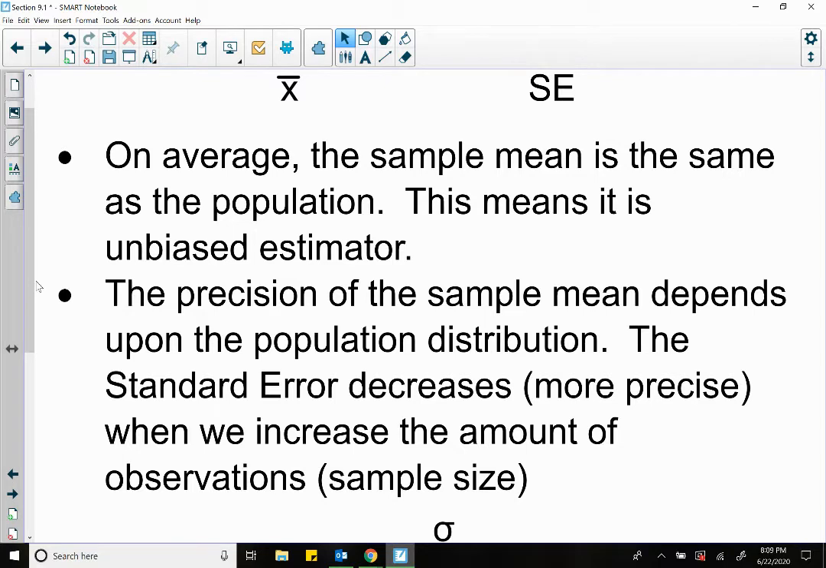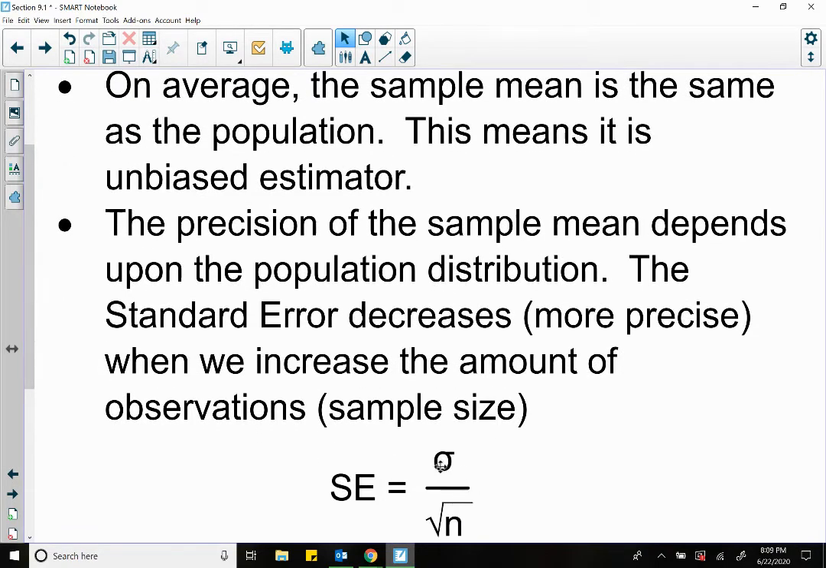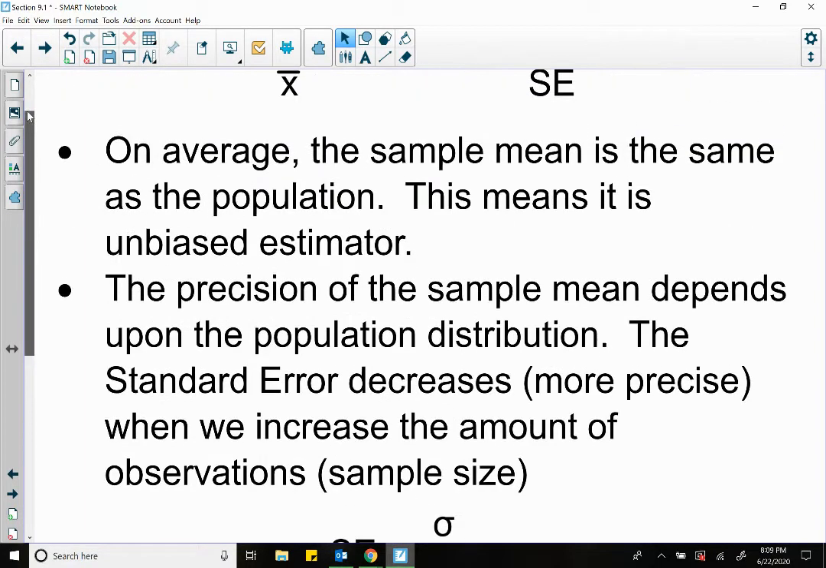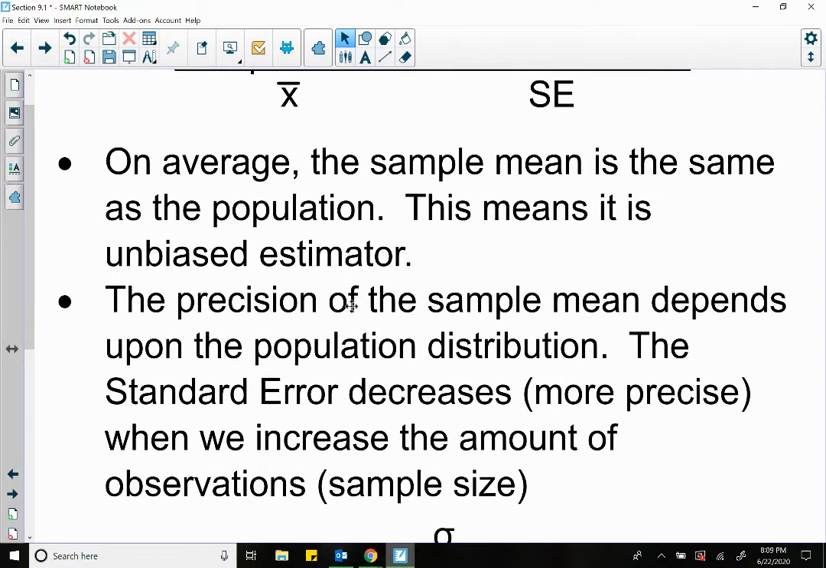So right here you can see why it's dependent. This is from the population distribution, hence the precision is dependent upon that. And then right here, the larger we make this, the smaller it's going to make the whole division come out. Trust me on that. All right, so that's really what 9.1 is all about, just getting these two pieces out to you.